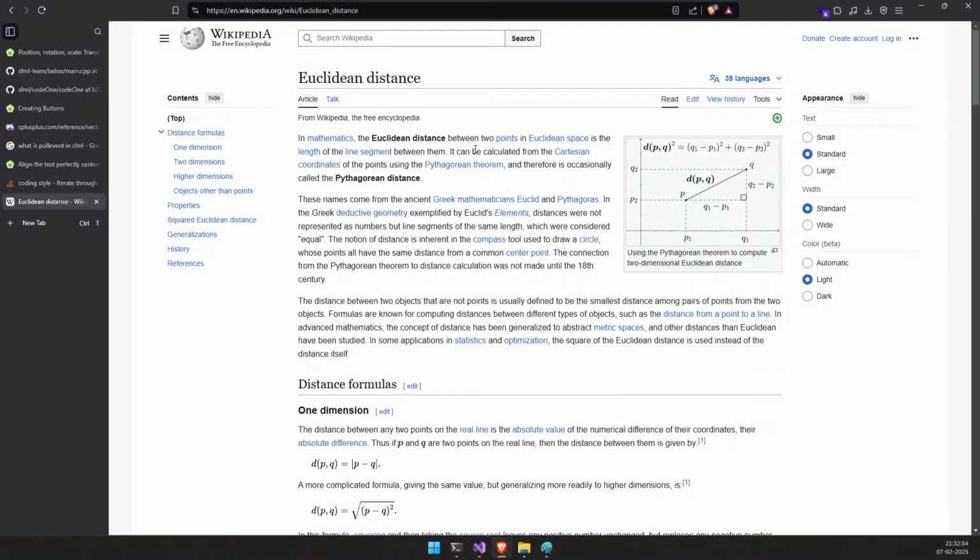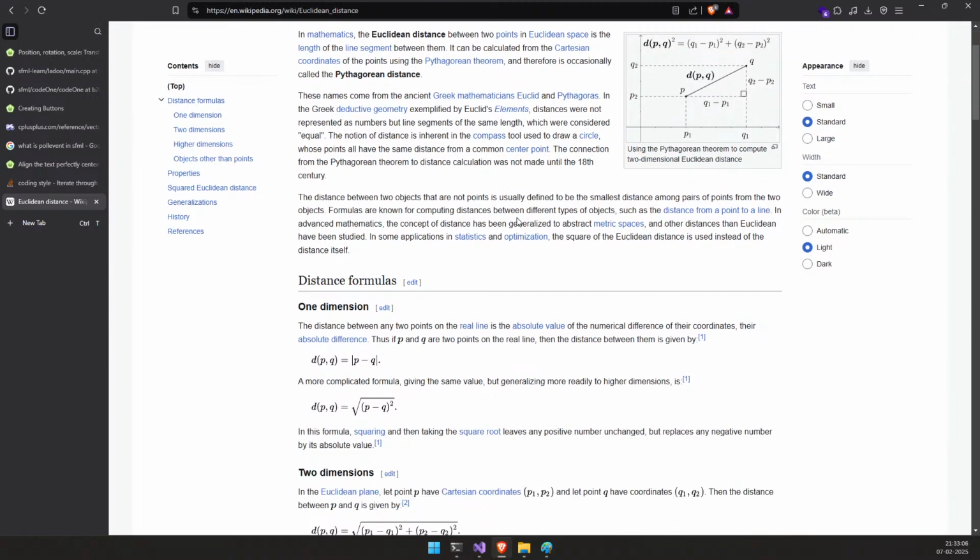From started in college, they found Pythagoras theorem. Distance given to objects that are not points is usually defined as the smallest distance. Formulas are known for computing distance with different types of objects, such as distance from a point to a line.